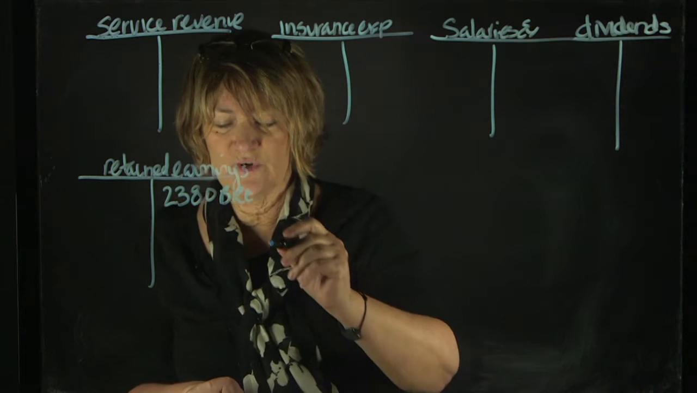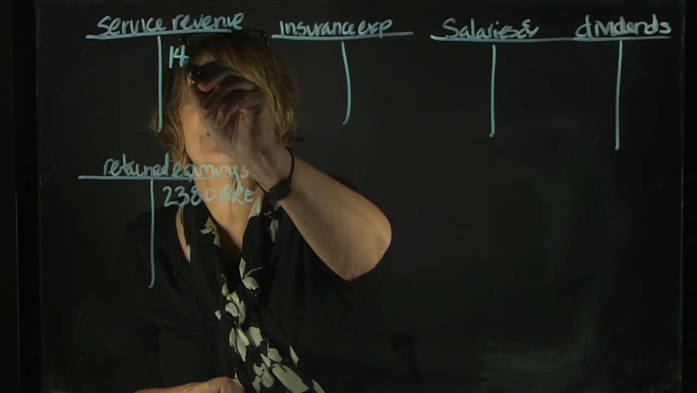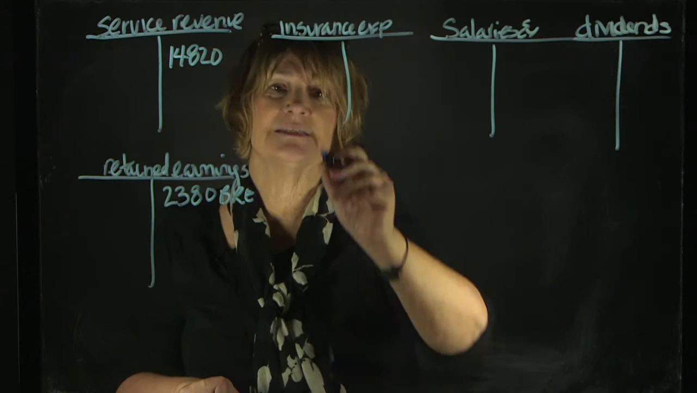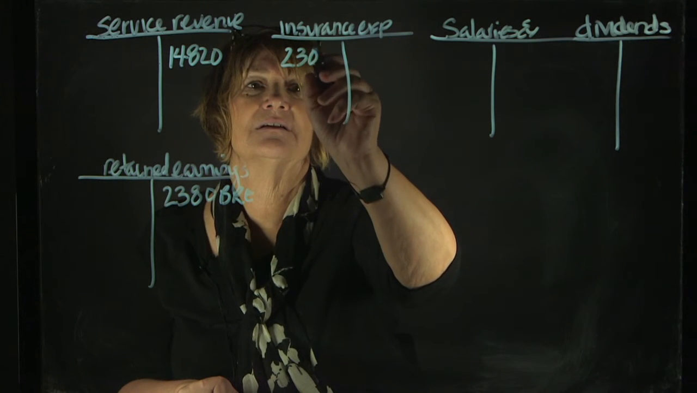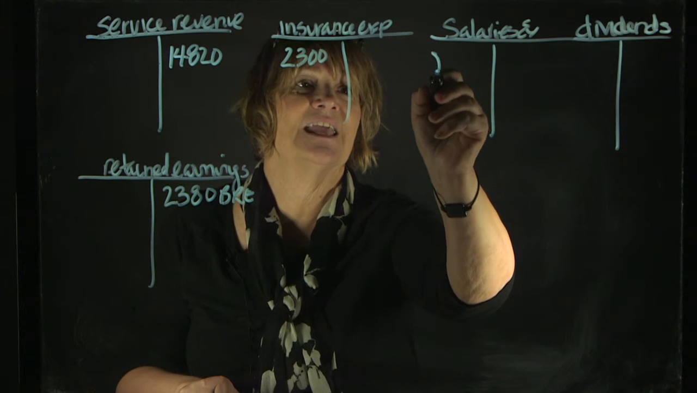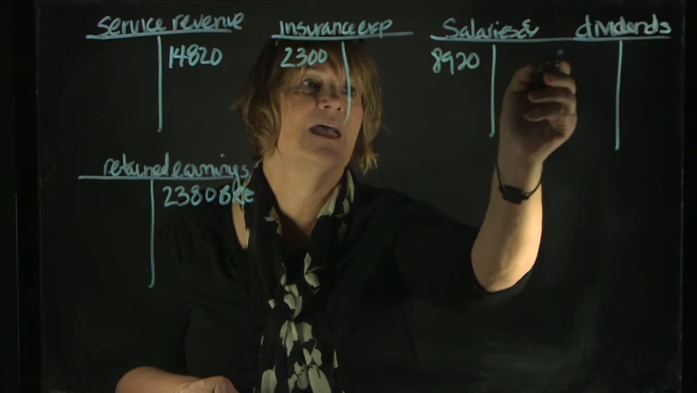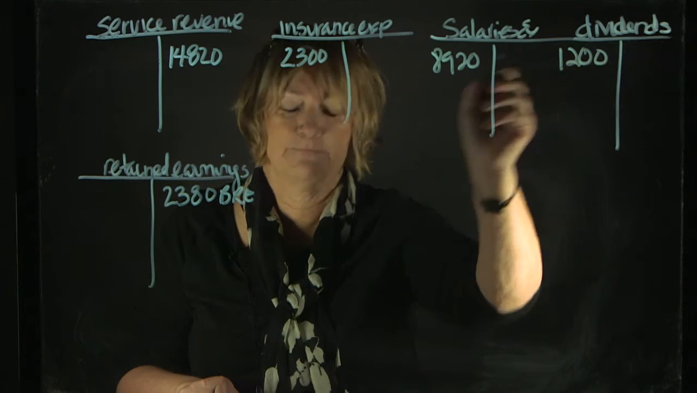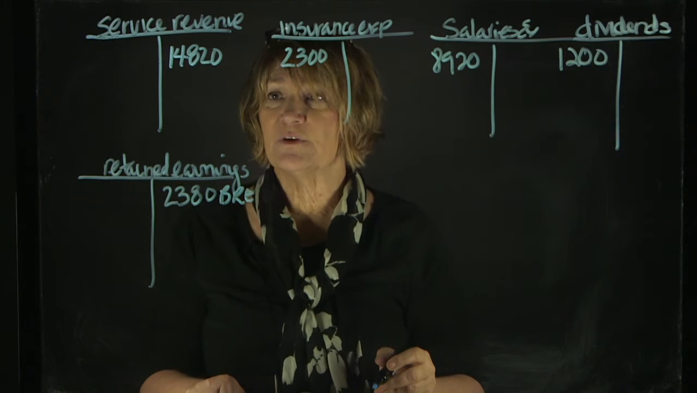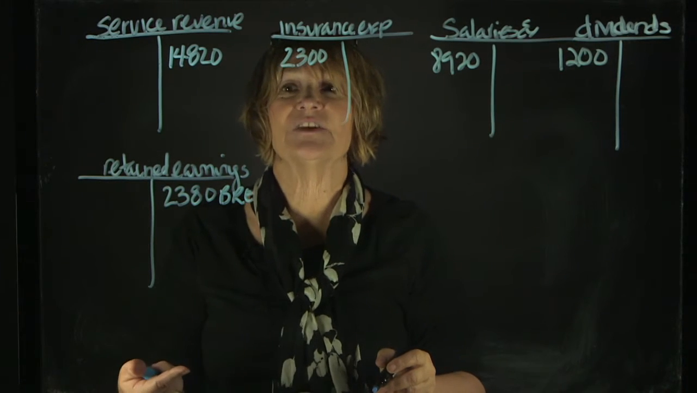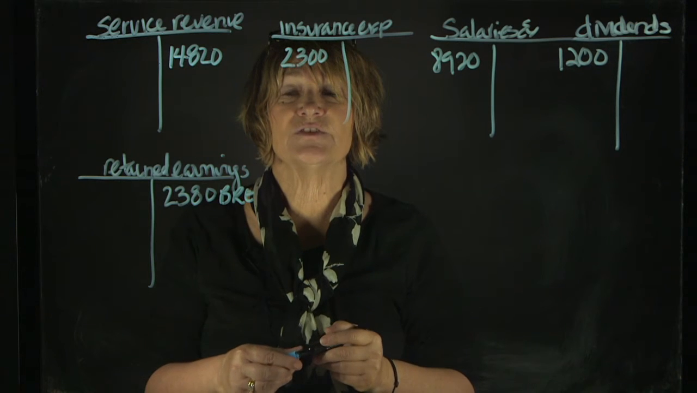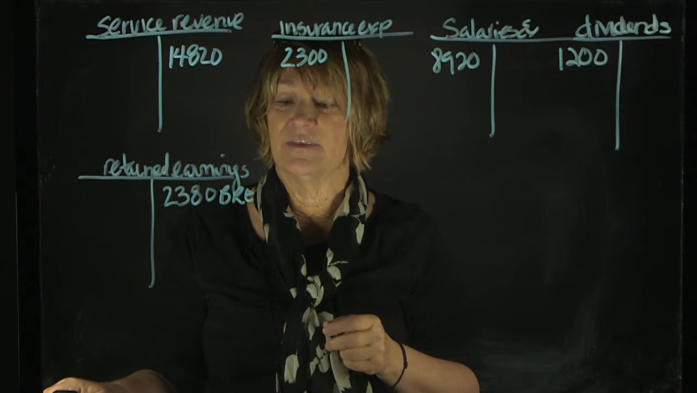And so the service revenue number is $14,820. The insurance expense is $2,300. And then the salaries expense, I believe, is $89.20, and dividends is $1,200. All right. All I did was take the balances, put them in their T accounts, which is where the trial balance came from. It came from the actual trial balance, the T accounts.